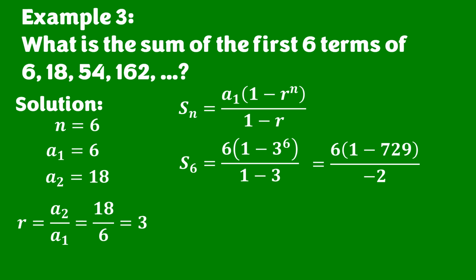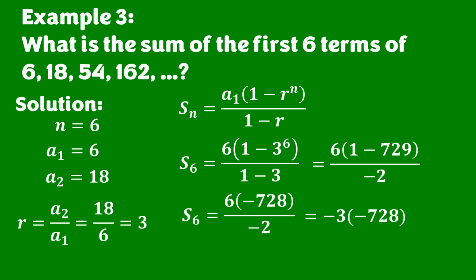And then we're going to simplify. So 1 minus 729 is negative 728. And then simplify again the equation. So 6 divided by negative 2 is equal to negative 3, and negative 3 times negative 728 is equal to positive 2,184. So S sub 6 now is equal to 2184. Therefore, the sum of the first 6 terms of the geometric sequence 6, 18, 54, 162, and so on is 2184.